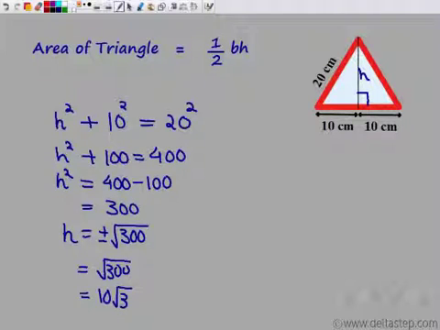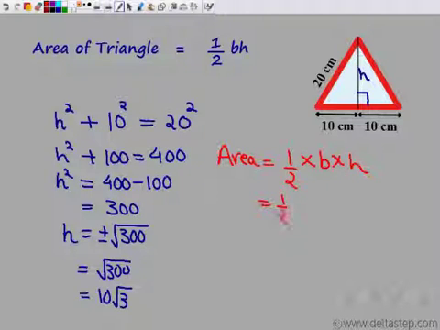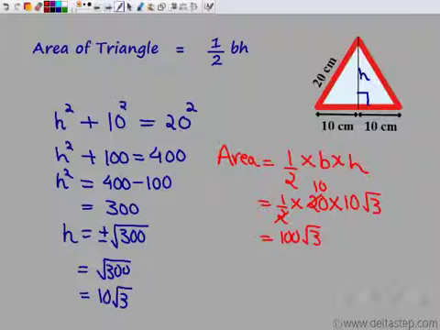Now the area would be half into base into height. So I get half, base is 20, and the height I just found was 10 under root 3. So from here I get 100 root 3. Now this is the area of this triangle.